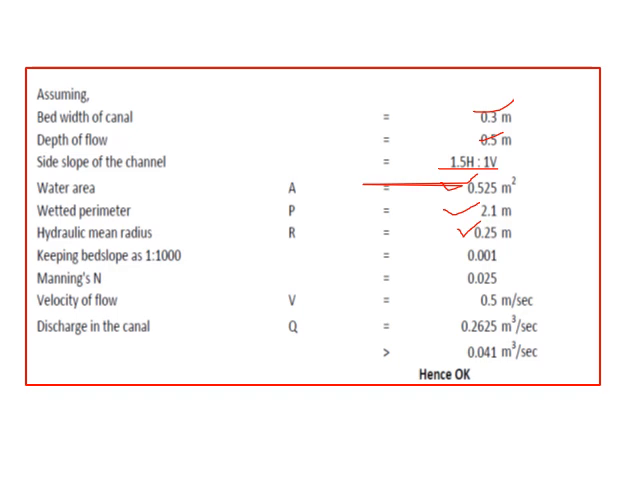Now you know that the bed slope can be fixed, which is 1 is to 1000. Manning's n can be taken as 0.025. Hence the velocity of flow in the canal can be calculated, which comes to about 0.5 meter per second. Hence discharge is area into velocity, which is 0.20, well above 0.041 meter cube per second. But actually the required discharge is only 0.041, whereas the design discharge comes to about 0.2625 meter cube per second. So this is how you design the left bank and the right bank canals.